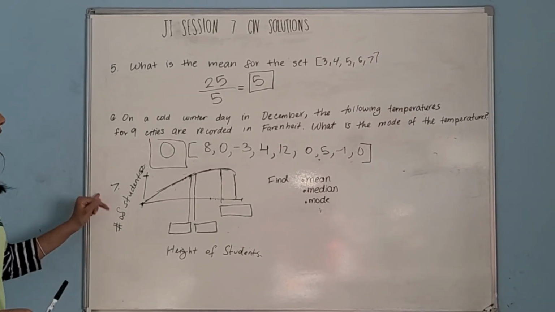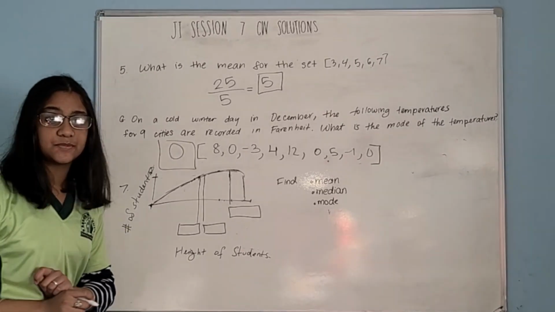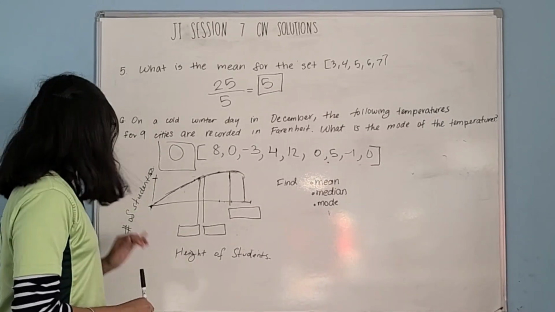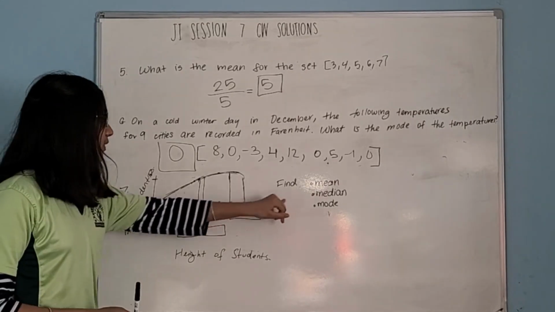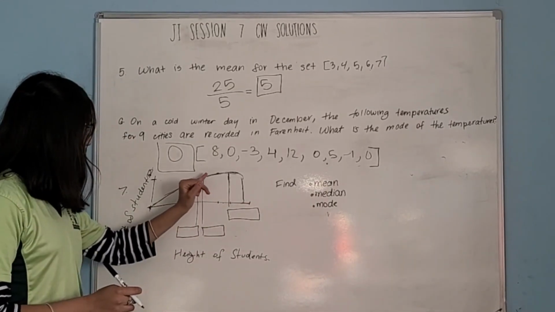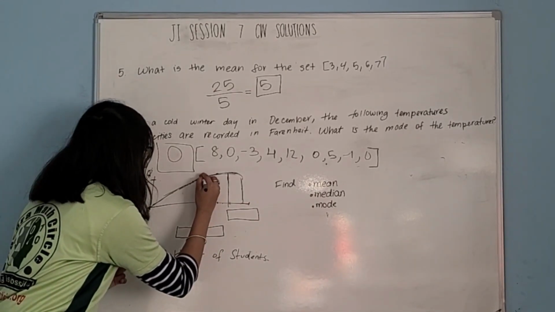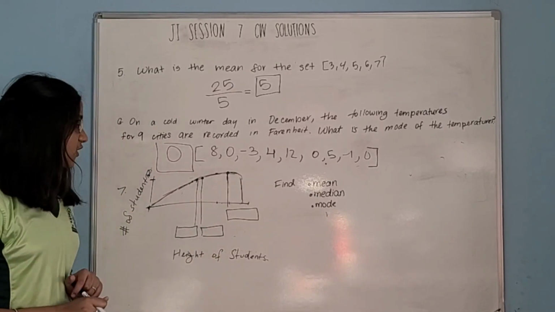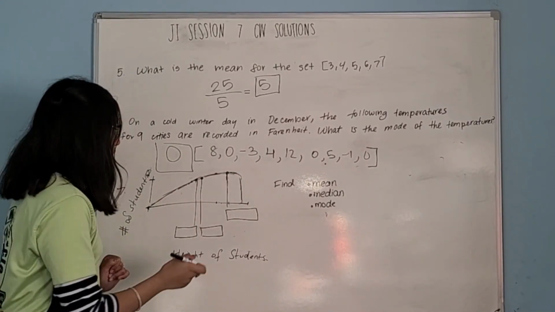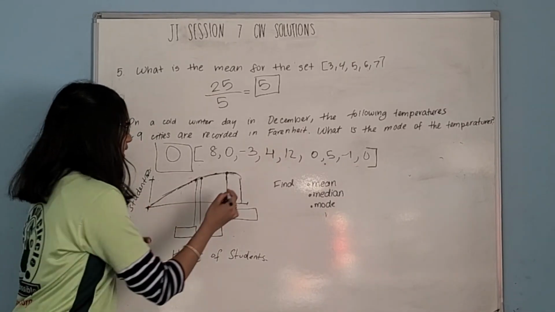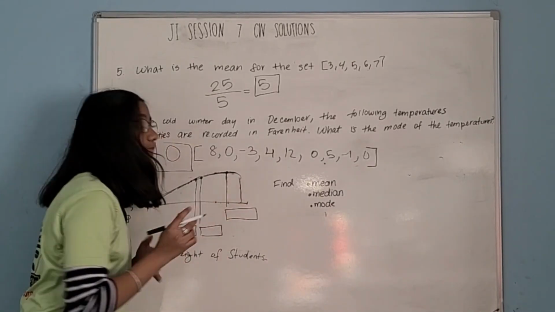Now for number 7. This problem is a little tricky, so I'm sorry if you don't understand it completely. Number 7, we have to find the mean, median, and mode of these 3 points. Let's first start off with the mode. So the answer is that this is the mode, and let me explain why.